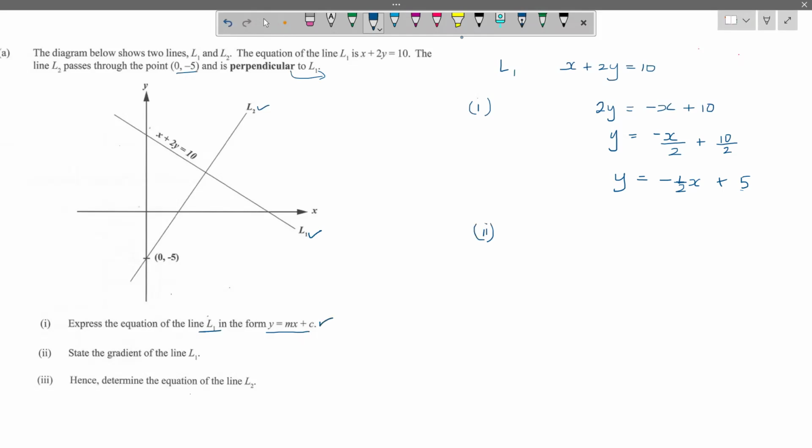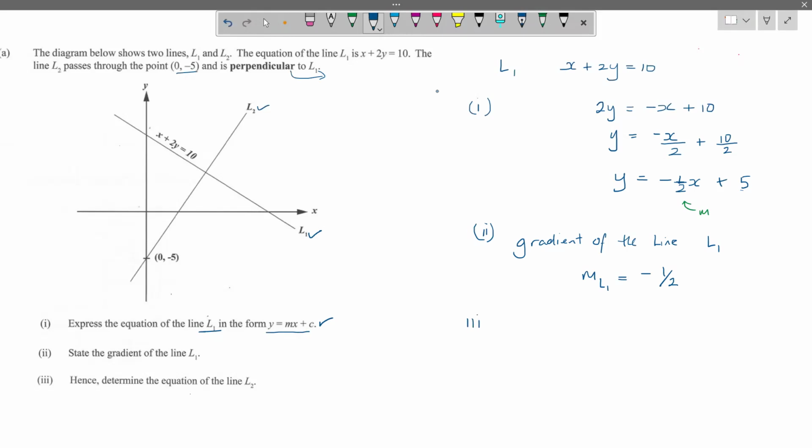Part 2, they ask us to state the gradient of the line L1. So we know when we write it in this form, this here is going to be our gradient. This is our m value. So we could safely say the gradient of the line L1 is equal to negative a half, right?